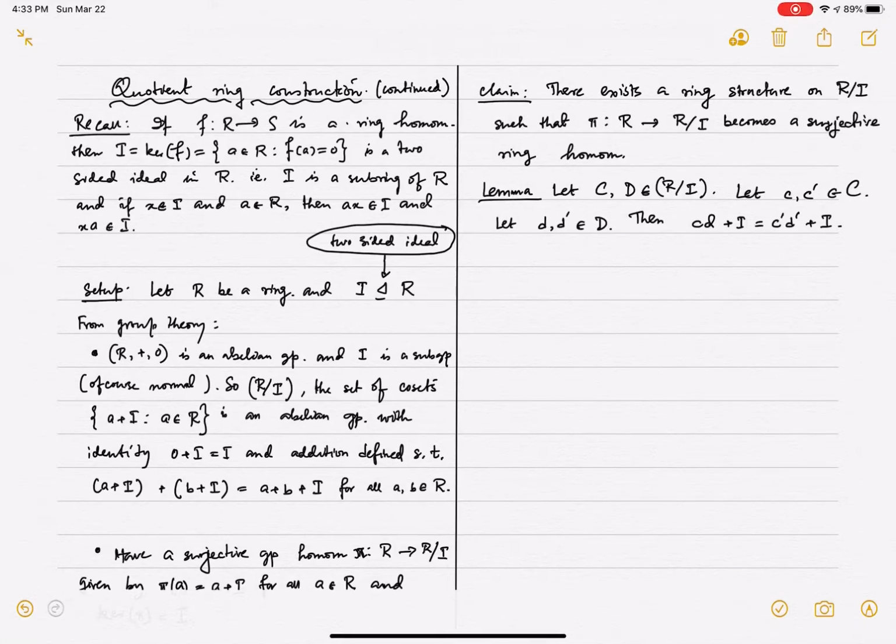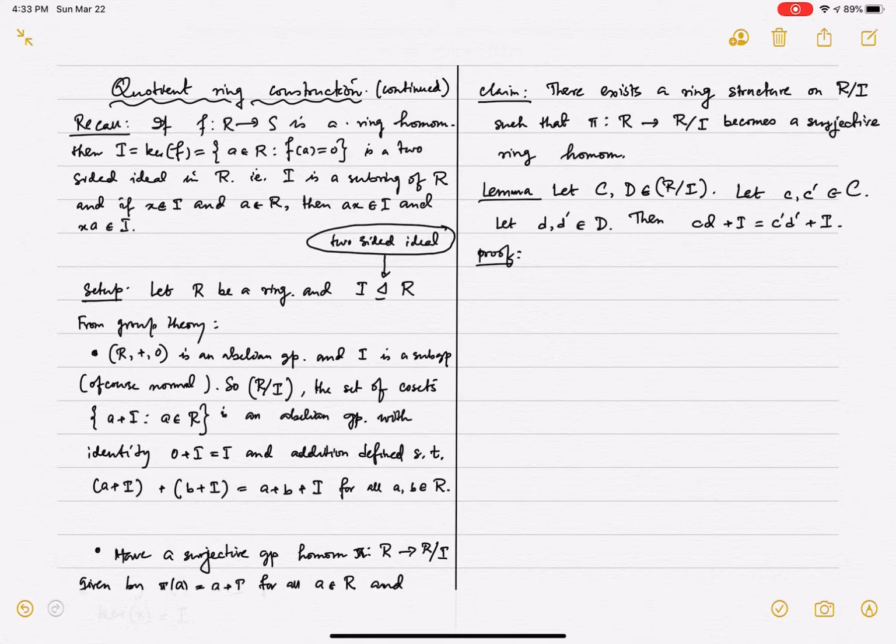Continuing with this quotient construction, you need to prove this lemma. You take two cosets C and D in the abelian group R mod I. Let C prime be an element of capital C and D prime be an element of capital D. Then I want to show that the coset of CD is the same as the coset of C prime D prime. And the proof of this is exactly where the property that I is an ideal comes into play.